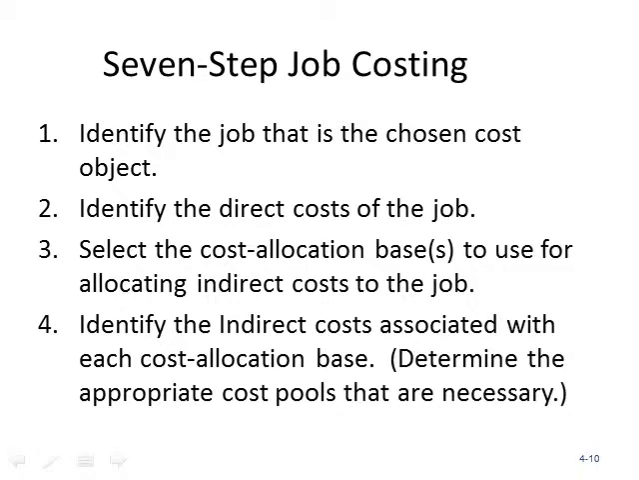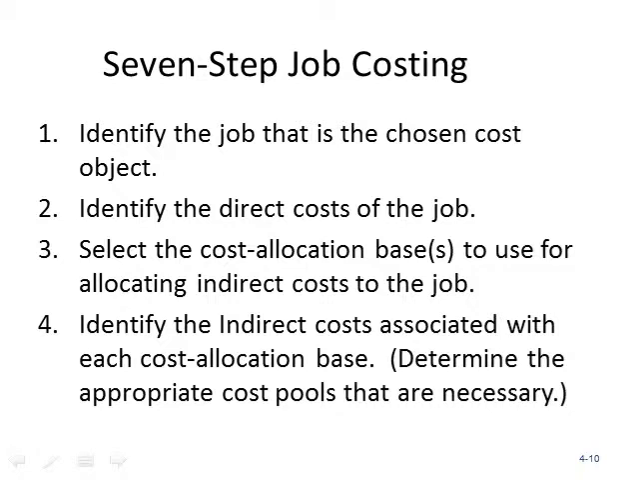An example of that would be factory rent. That's typically an indirect cost. So we need to decide, well, how are we going to allocate that? Are we going to allocate it per square footage, which might be done? Are we going to allocate it on some other basis? Generally, it's per square footage.